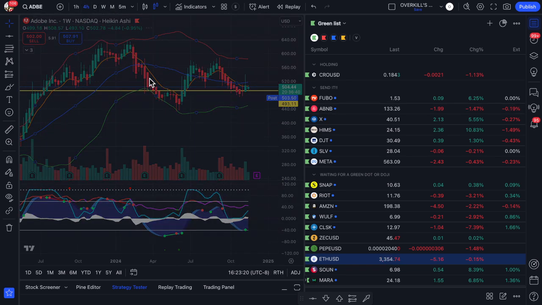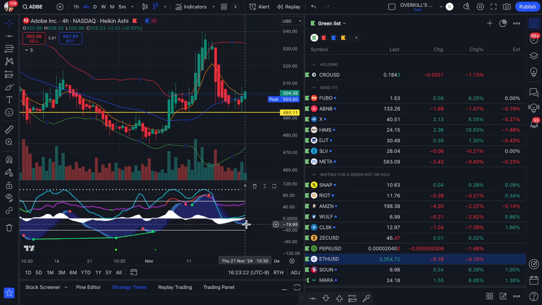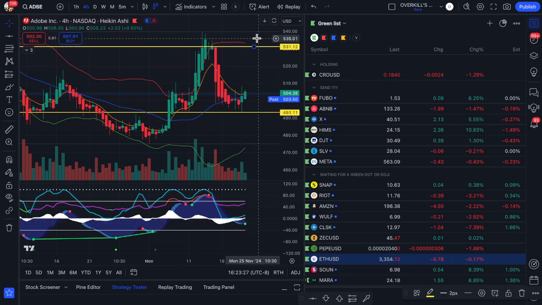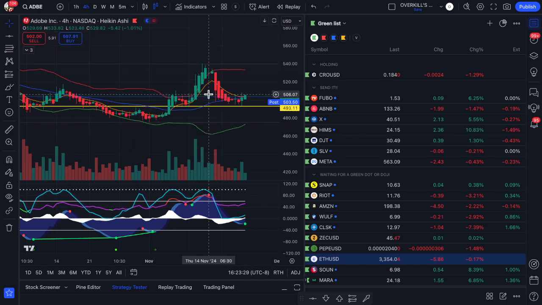493 is going to be your stop loss. I would have been entering at the end of the day here on this green dot on Adobe. So make sure that level holds. Your target's right up there at around 530 on the trade for Adobe there.